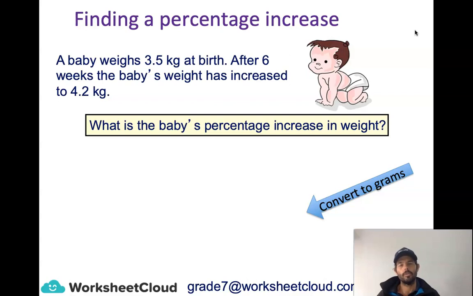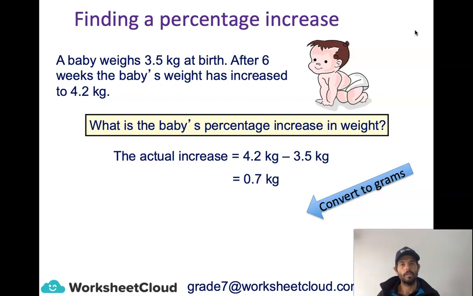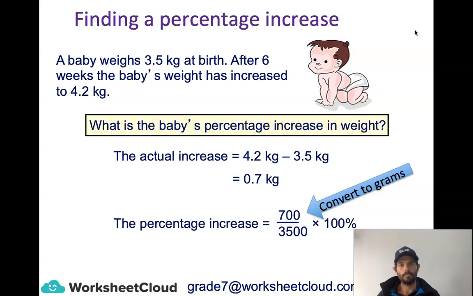If a baby weighs 3.5 kilograms at birth, and after 6 weeks the baby's weight has increased to 4.2 kilograms, the question would be, what is the baby's percentage increase in weight over those 6 weeks? All right. So the first thing we need to do is actually figure out what is the increase. And we do that by 4.2 minus the 3.5. So the baby has increased by 0.7 kilograms over the 6 weeks.